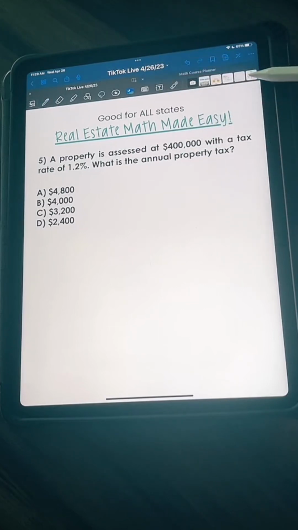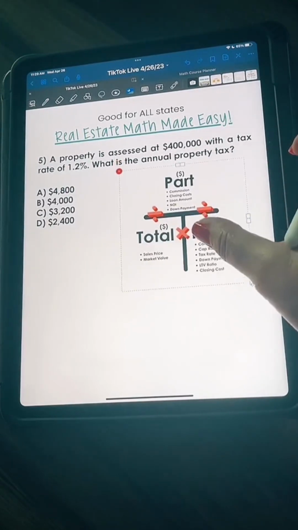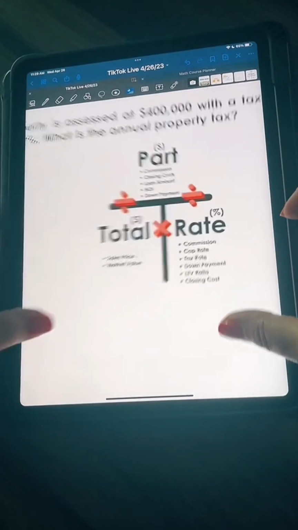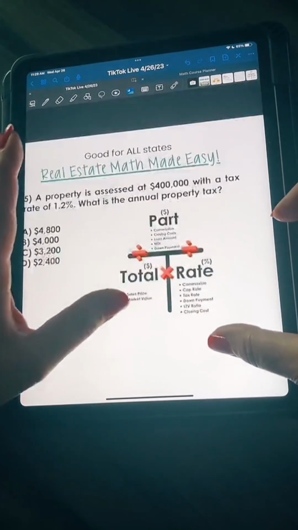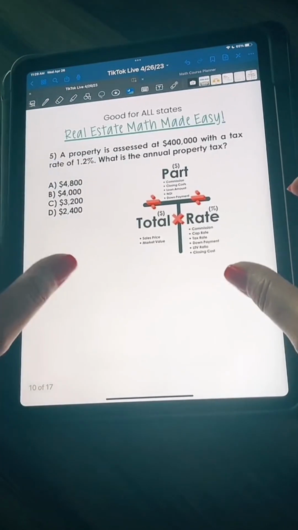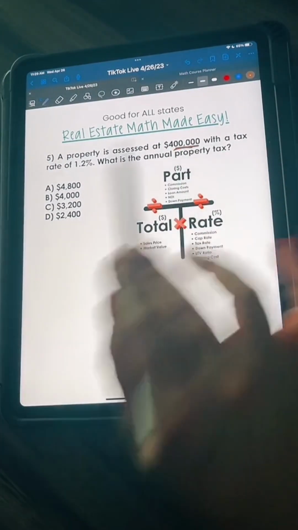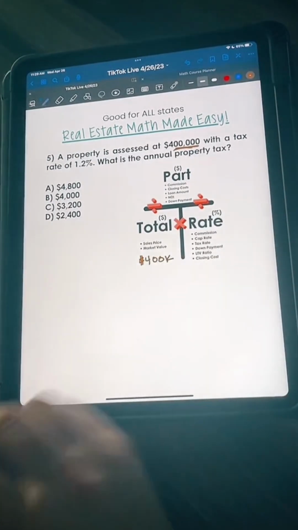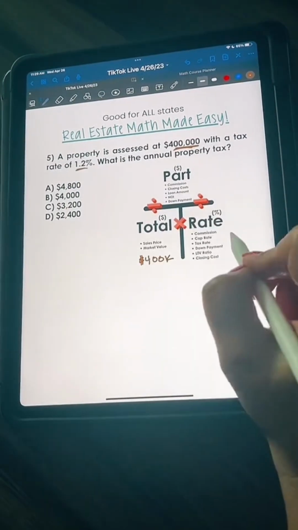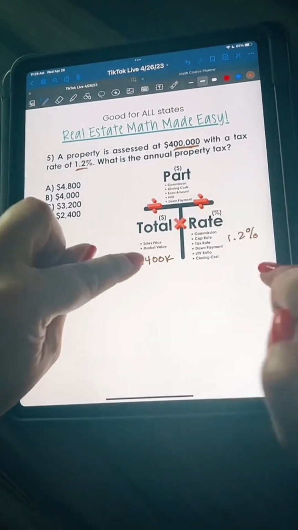So I'm going to bring out my T-chart anyway. Okay? So if you notice, the T-chart does not have property tax in there because I didn't want to confuse you guys. I had it initially, and in my video that I made on the T-chart in TikTok, it does have it. And so here we're going to add this as my total amount. Okay, so 400,000 here. And then a tax rate of 1.2, so we're going to put that here. So 1.2% here, right? Step 1, fill in the T-chart.